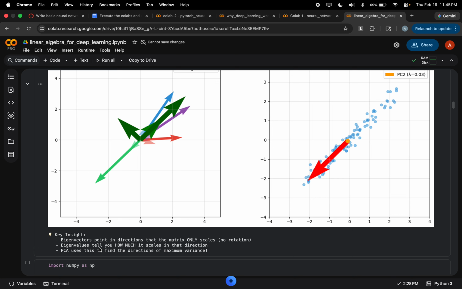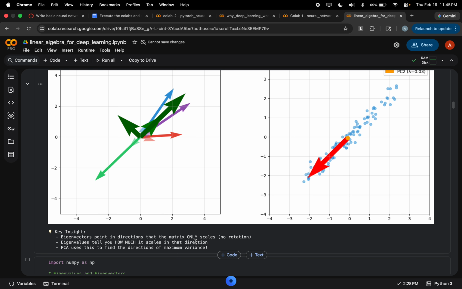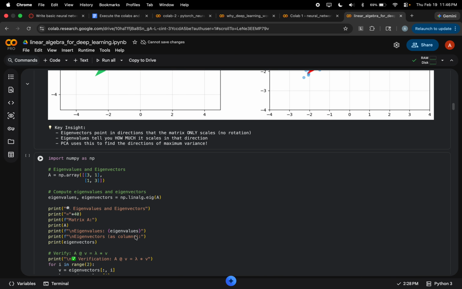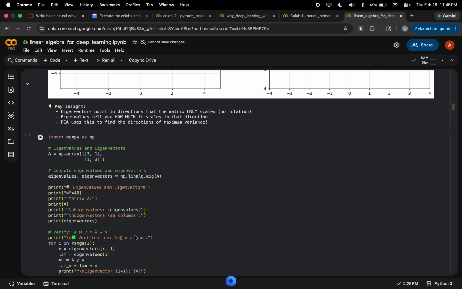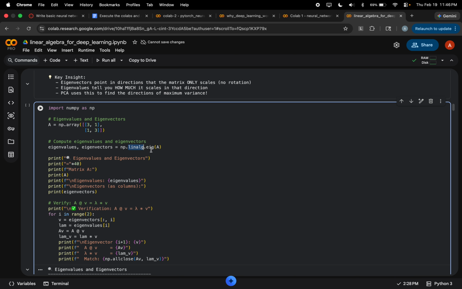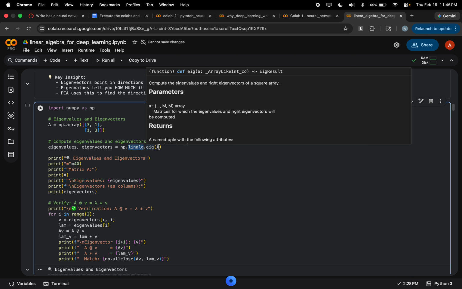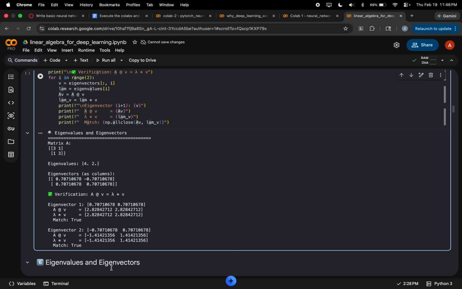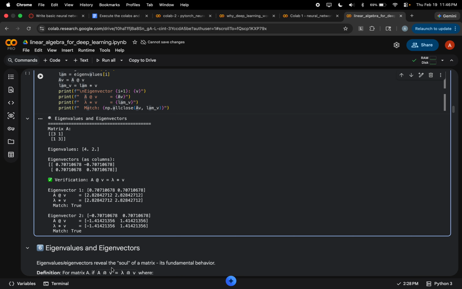Eigenvectors point in directions that the matrix only scales, with no rotation. Eigenvalues tell you how much it scales in that direction. PCA uses both to find the direction of maximum variance, and it can be found using linear algebra eig on the matrix. It will give you the eigenvalues and eigenvectors, and based on that you can plot it and see the direction of the vectors scaling.